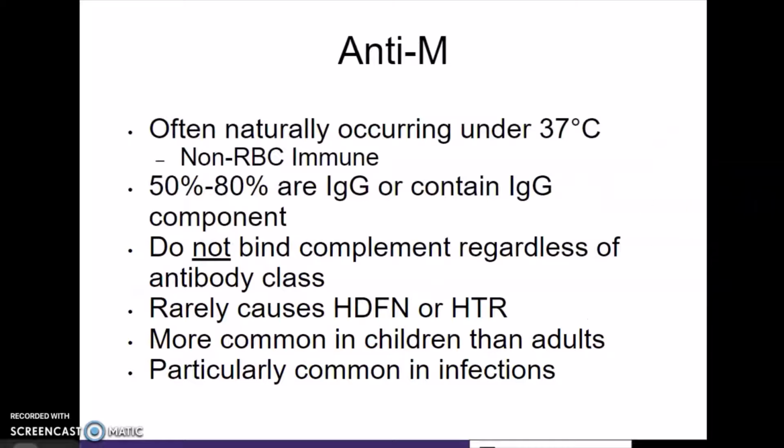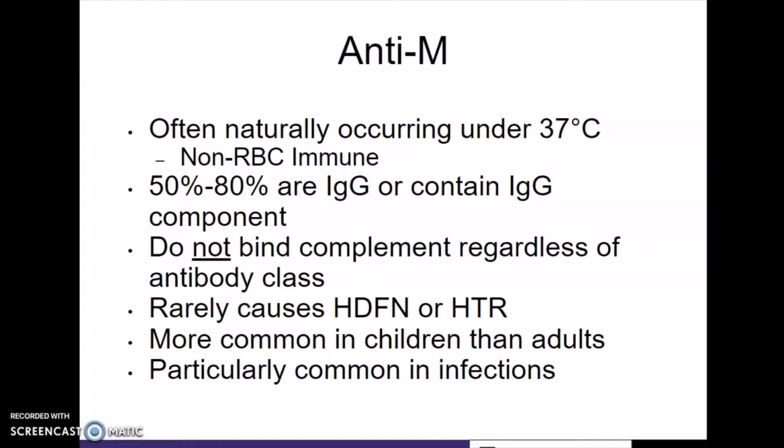Okay, so to start talking more about anti-M and anti-N, anti-M is often naturally occurring under 37 degrees Celsius, so it's non-RBC immune. It doesn't require transfusion or pregnancy to produce these antibodies. It's 50 to 80% IgG or contains an IgG component, and that's really important to keep track of when you are considering whether it reacts at body temp or at room temp.